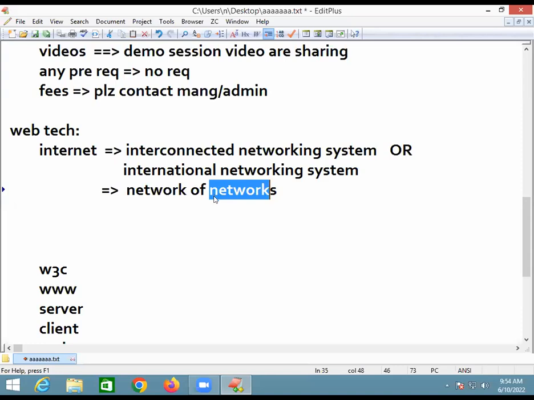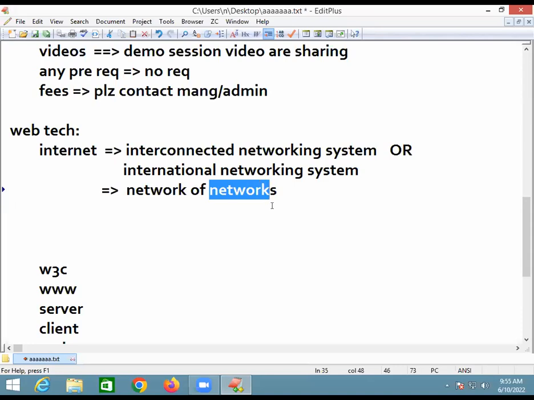But so many people psychologically think all are the same, just different sounds. No, no, no. Internet has a different meaning, network has a different meaning, web has a different meaning. Three different concepts, three different terminologies. First, I'll give clarity about the network.